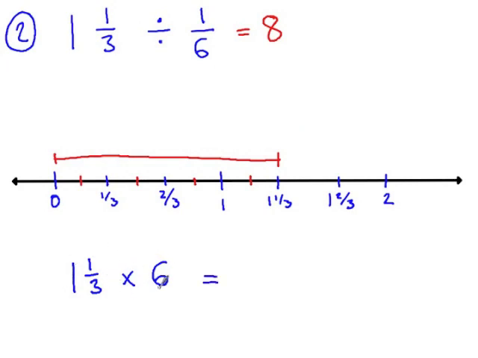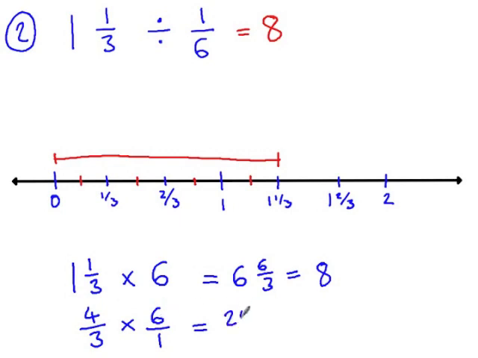1 1/3 multiplied by 6 is 6 6/3. 6/3 is 2, and so the answer is 8. Another way to do this is to write 1 1/3 as 4/3, and 6 is 6/1. 4 times 6 is 24, 3 times 1 is 3, and 24 divided by 3 is 8.